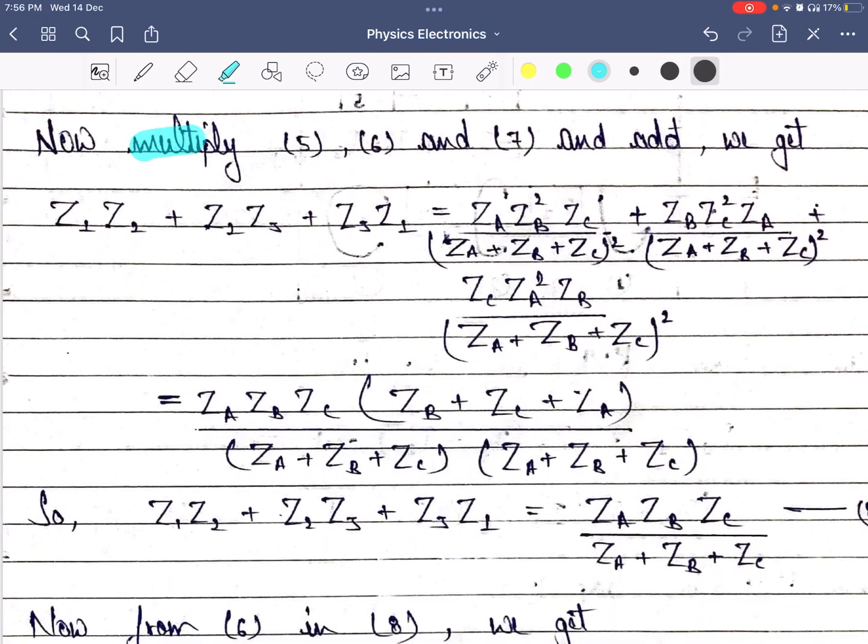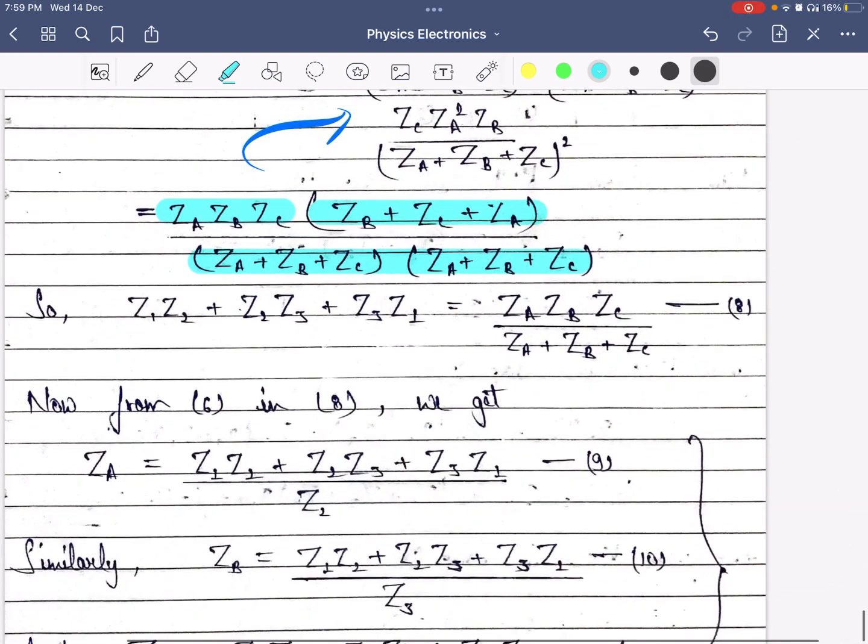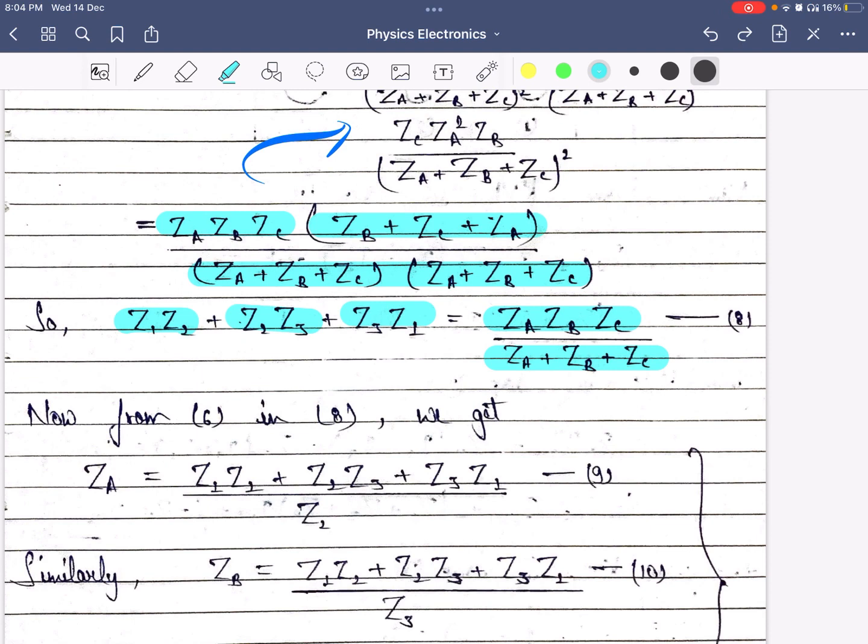Now, if we multiply equations 5, 6 and 7 and add, we get on the LHS Z1 Z2 plus Z2 Z3 plus Z3 Z1, and on the RHS this equation, in which taking ZA ZB ZC common in the numerator will give us this equation, which upon cancellation gives us equation 8: Z1 Z2 plus Z2 Z3 plus Z3 Z1 is equal to ZA ZB ZC by ZA plus ZB plus ZC.